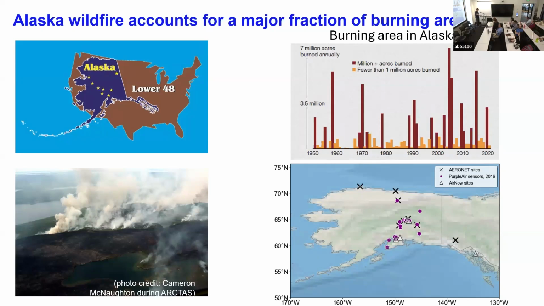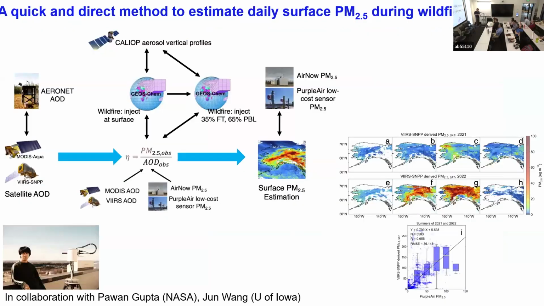And we're using all the polar orbiter satellites to help us understand quantified surface PM2.5. So this is what we do. This is led by my resident Tianlan Zhao, in collaboration with Panwan Gupta, as well as Jun Wang. As I showed earlier, we're trying to develop a quick and direct method to estimate surface daily PM2.5 during wildfire season. Because if you want to use a model, we actually tried to use the GEOS-Chem model.